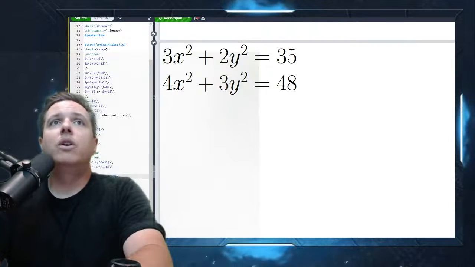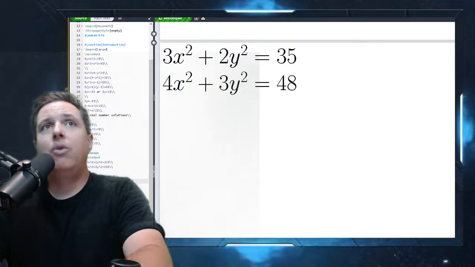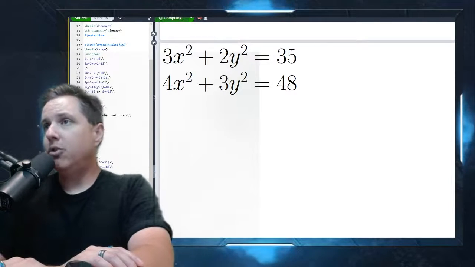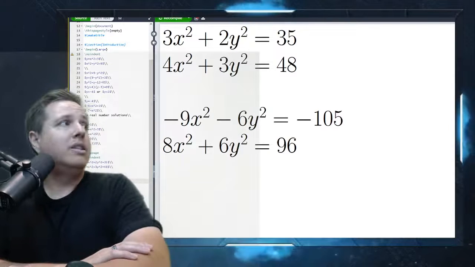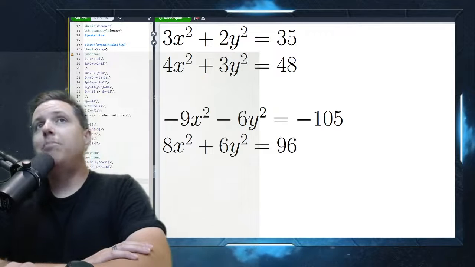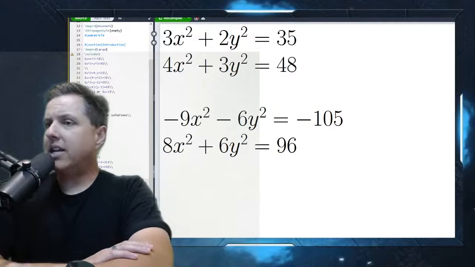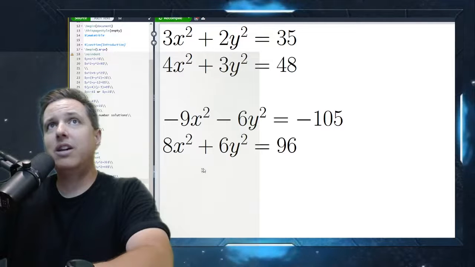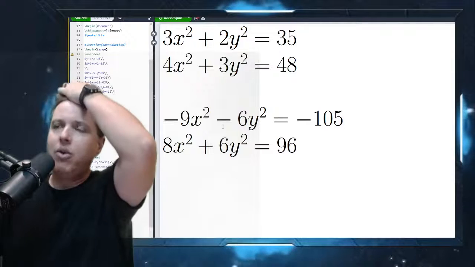So what I'm going to do then is multiply the top equation by -3 and the bottom equation by positive 2. And what this is going to do is give me a negative 6y squared in the first equation and a positive 6y squared in the second equation. So just like when we do the elimination method, these terms are going to cancel when I add these two equations together. That's the whole point, right?